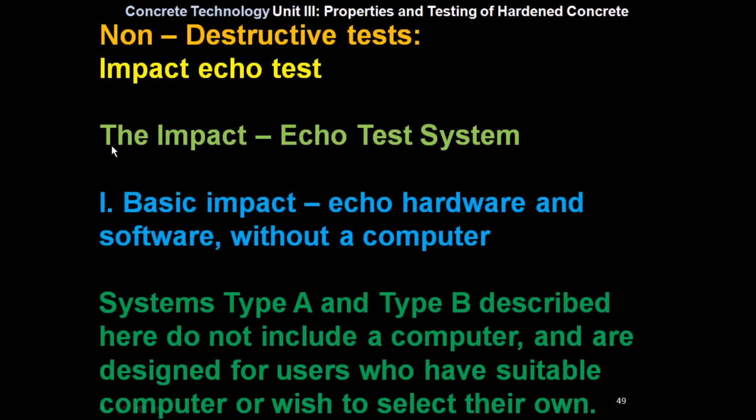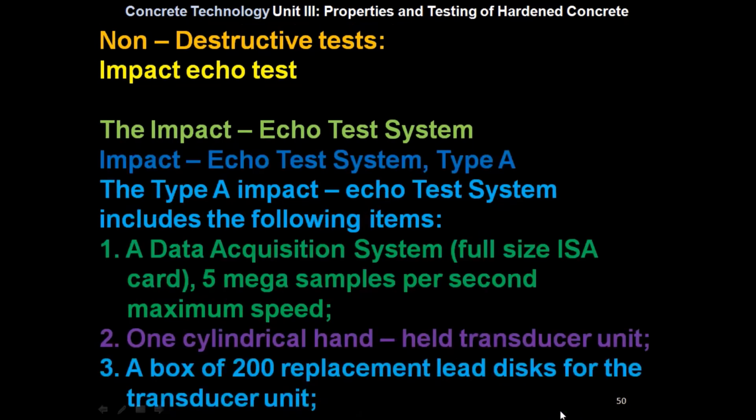Now we will see the impact echo test system. First, the basic impact echo hardware and software without a computer. In that, systems type A and type B described here do not include a computer and are designed for users who have a suitable computer or wish to select their own.